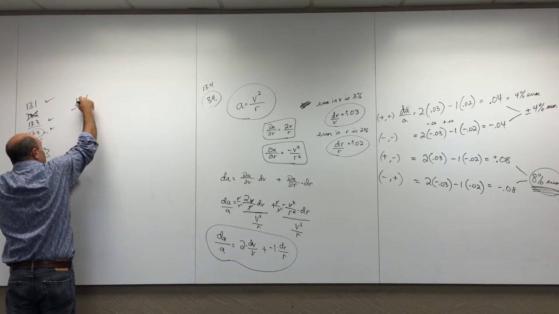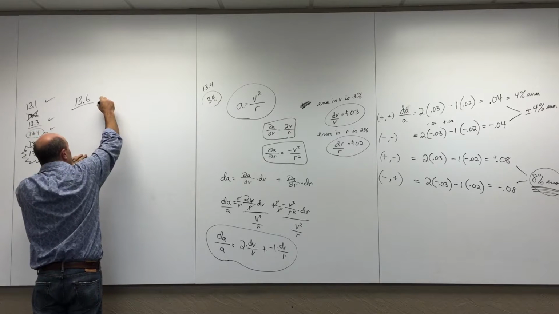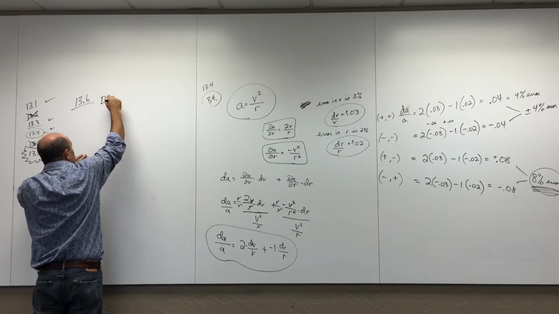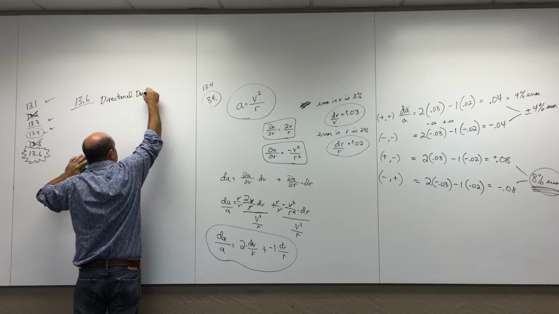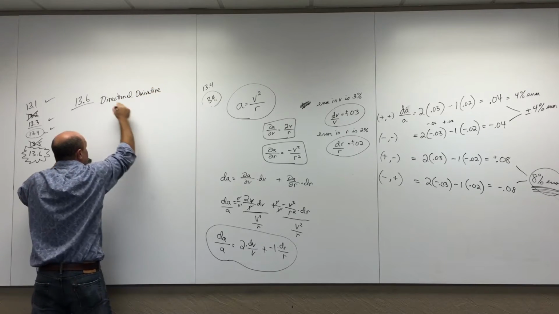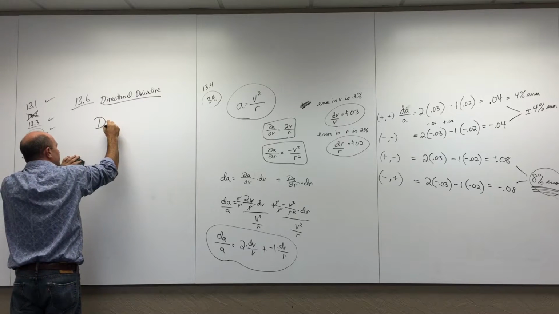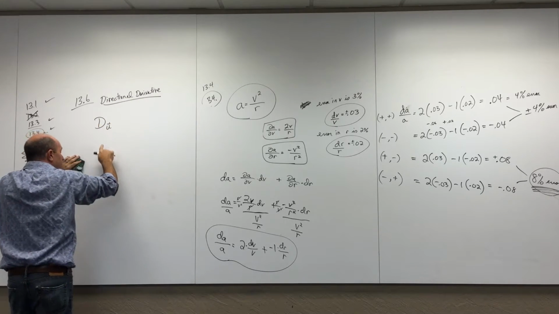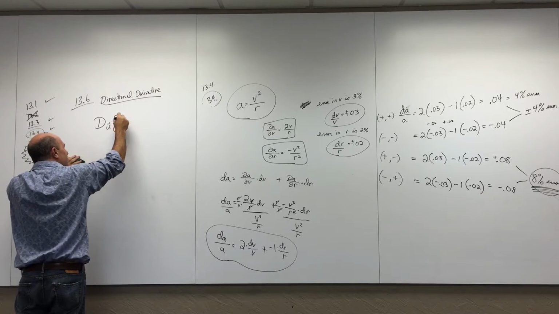So there's several big ideas here, but let's just start with the first one. The first one is called the directional derivative. That's the name of it. It has this notation: D, capital D, with a subscript unit vector u, f of x, y.